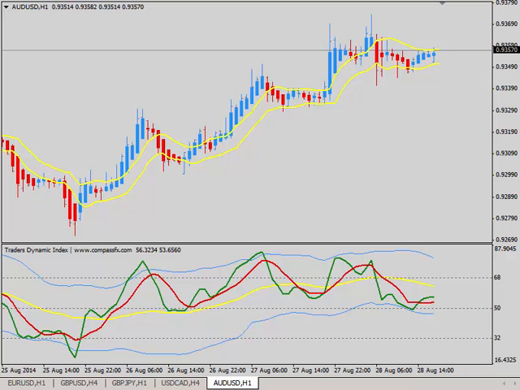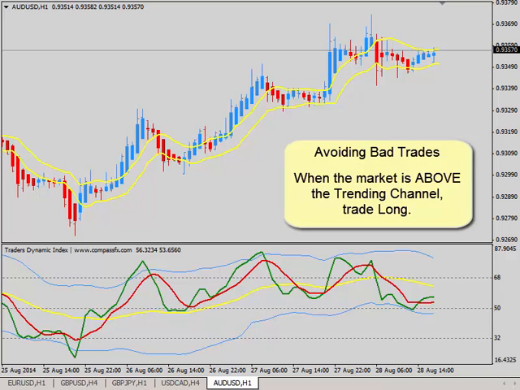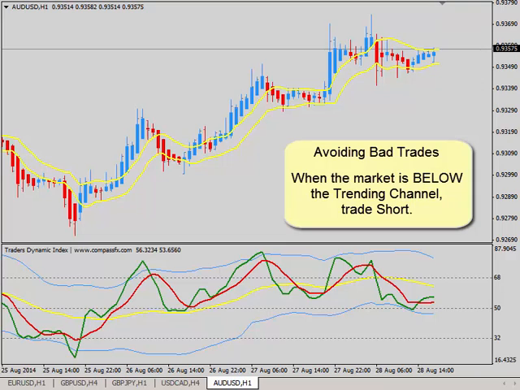So again, long story short, find the trending channel. Whenever the market's above the trending channel, trade long. Whenever the market's below the trending channel, then trade short. If it's inside that channel, avoid trading.